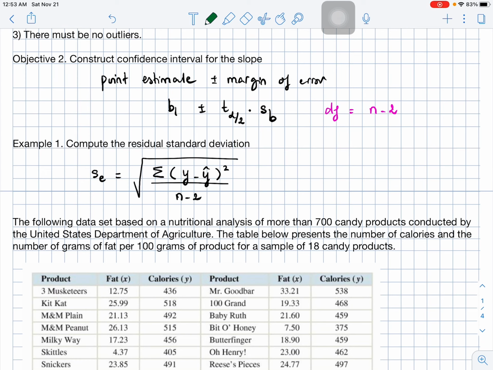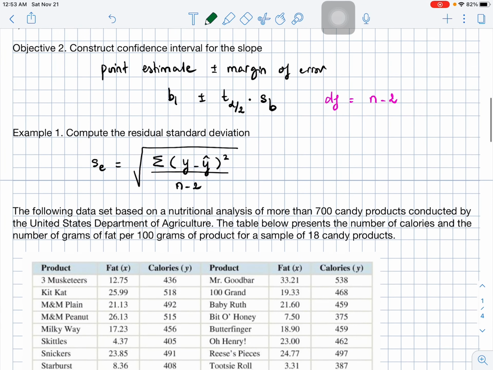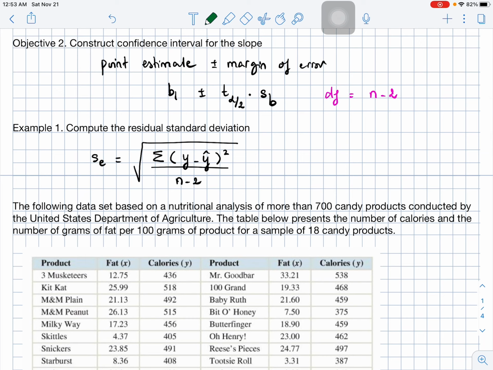And s_b is the standard error. We will find s_b later. So first of all, we will compute the residual standard deviation. The notation is s_e equals the square root of the sum of (y minus y hat) squared, divided by n minus 2. Looking at the formula, y is the y value in the data in the table, and y hat is the estimate.